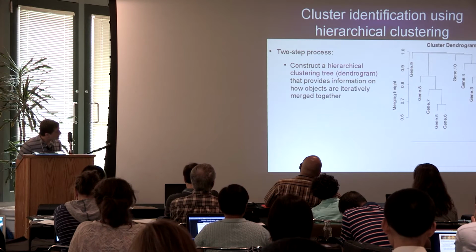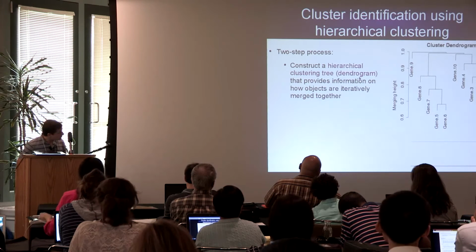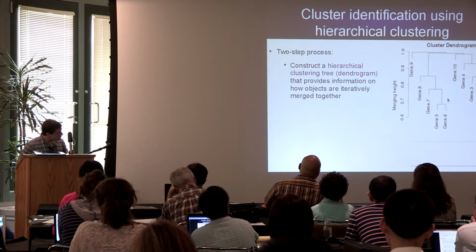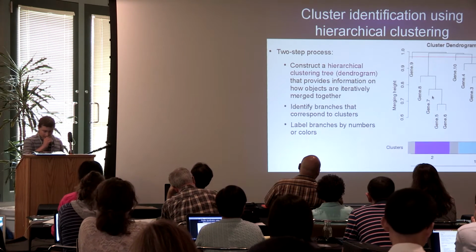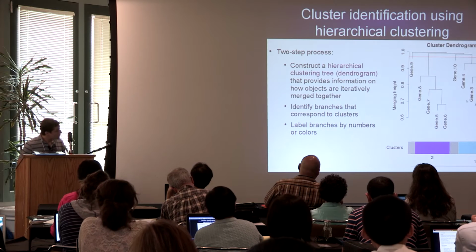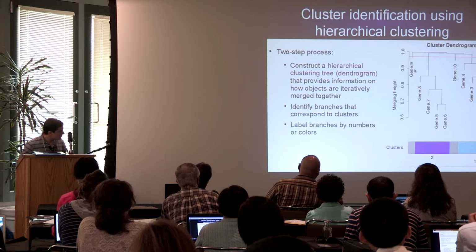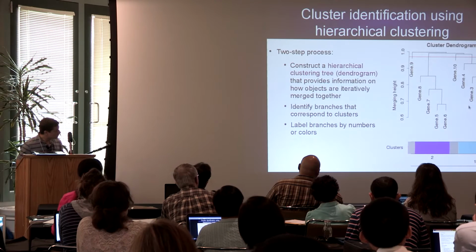In the first step, one constructs what's known as a hierarchical clustering tree or dendrogram, and this is an example based on the 10 objects that I've shown you before. This is a hierarchical clustering tree. And then one identifies branches. So branches are really what you think of as a branch of a tree. This would be one branch and this would be the other one.